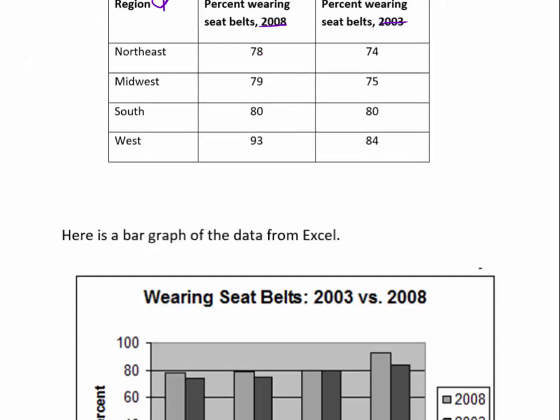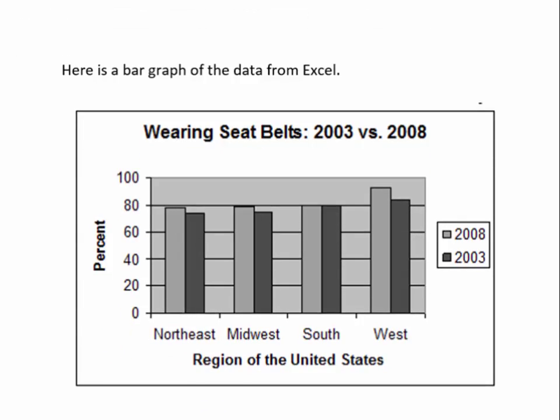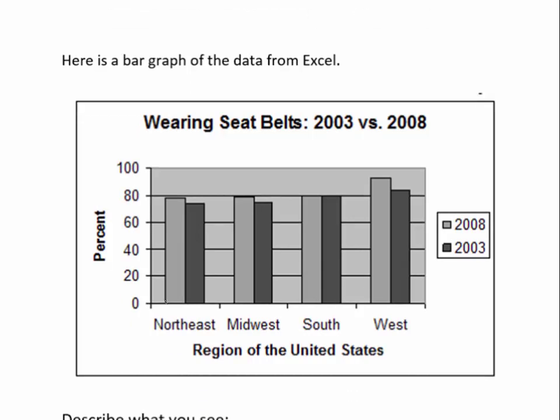So here's an example of a bar graph that actually has both years side by side. One thing that's important is the key. You always want to make sure you know what you're looking at. So the lighter shade here is 2008 versus the darker is 2003. So this happens for each individual area.